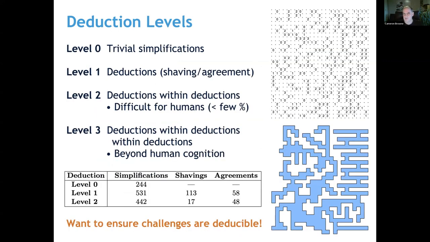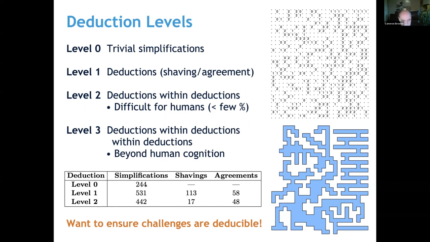So this gives us some different levels of deduction that we can apply. Level zero is where we don't actually apply deductions, but trivial simplifications based on the rules. Level one deductions are where we apply the shaving and agreement deductions. Level two is where we have to apply deductions within deductions in order to progress in the solution. So this is very difficult for humans to do mentally. So we typically only want a few percent or fewer level two deductions. And level three deductions are where we have deductions nested within deductions, nested within deductions. And the human brain is just not made for that.